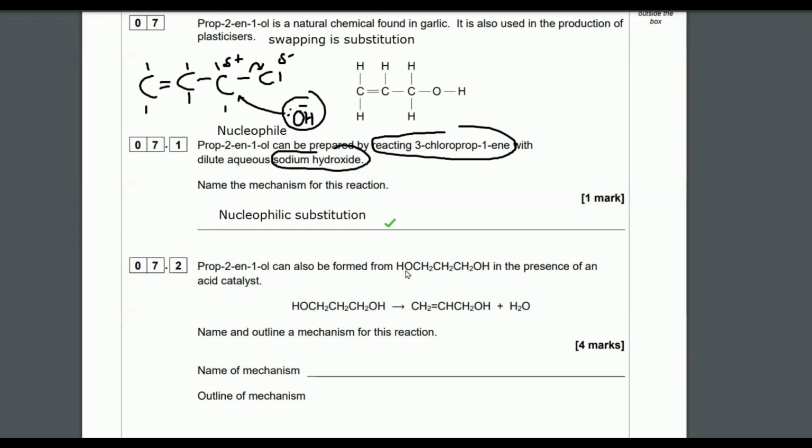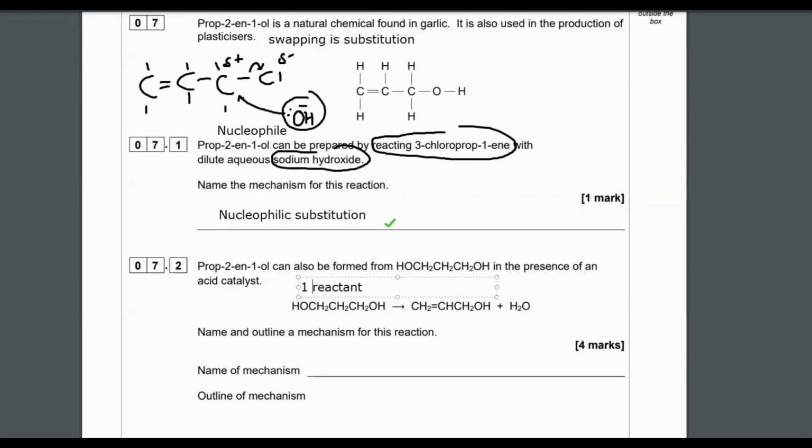Right. 7.2, prop-2-en-1-ol can also be formed from a diol. What's that? That's a diol. In the presence of an acid catalyst. Name and outline a mechanism for this reaction using an acid catalyst with propane-1,3-diol.